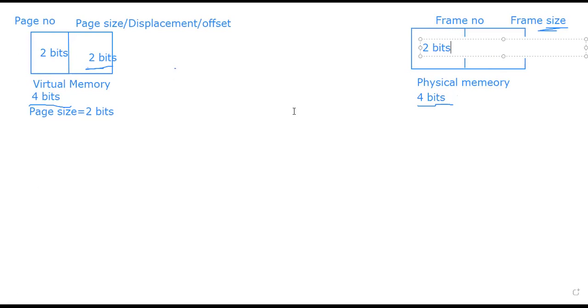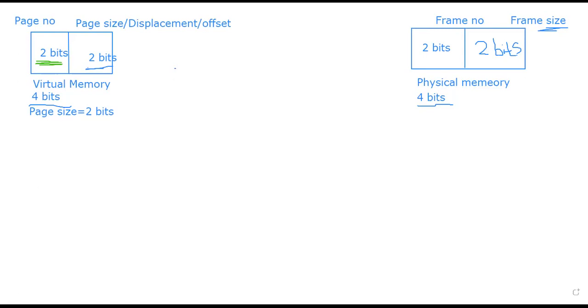Now all this information is given. Next we will see how many pages and how many addresses will be created. Here we have 2 bits for the page number. With 2 bits for the page number, we can create 4 pages, because 2 to the power 2 is 4. So 4 pages will be created in our virtual memory.